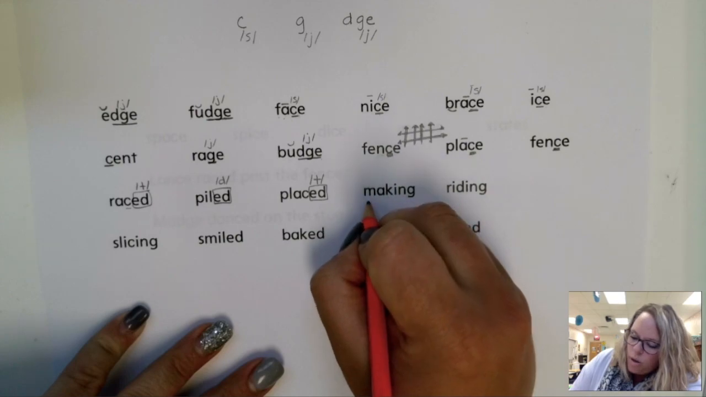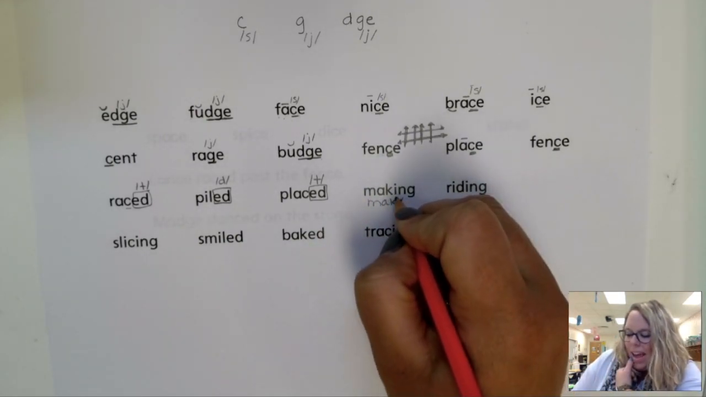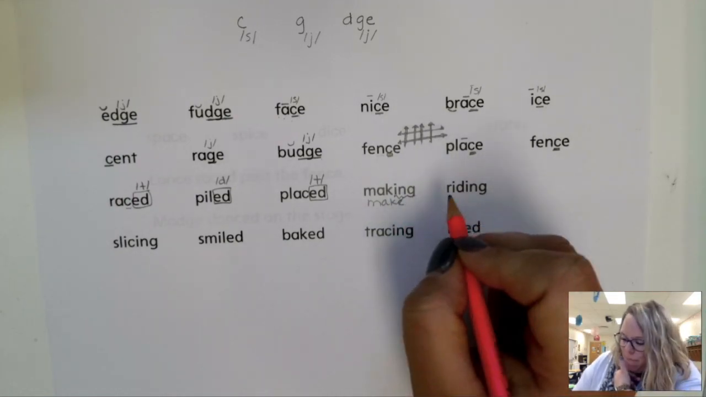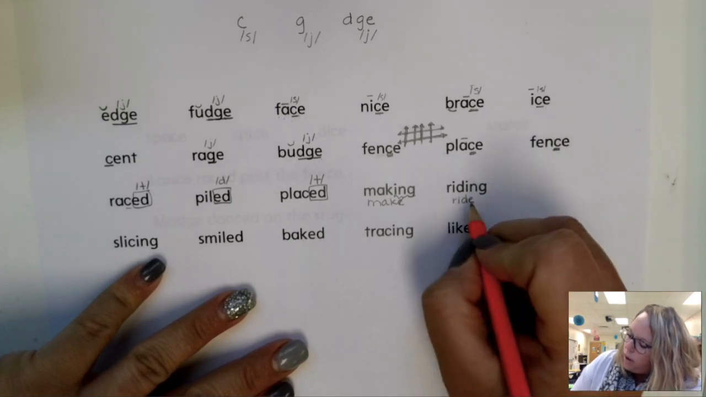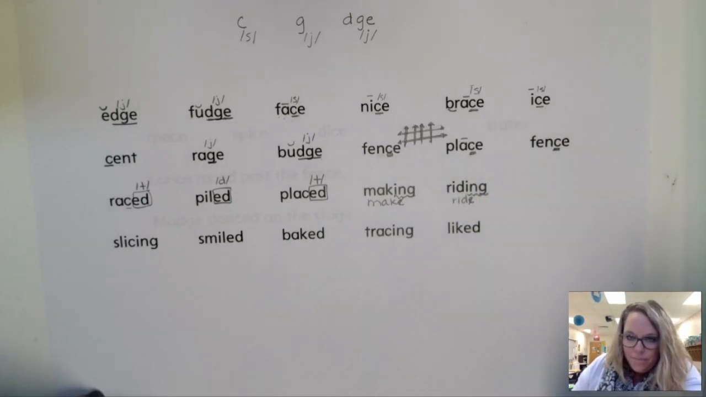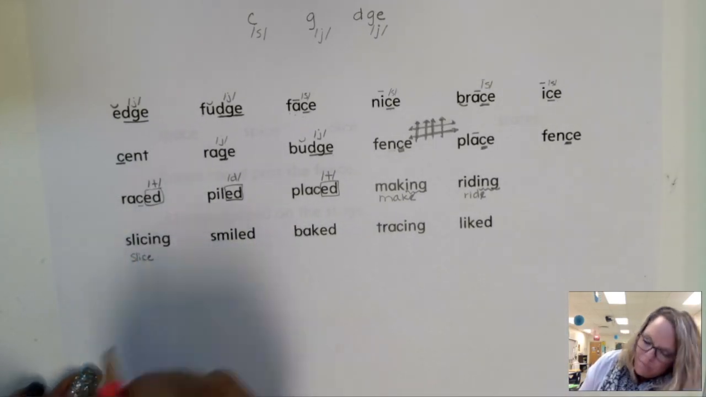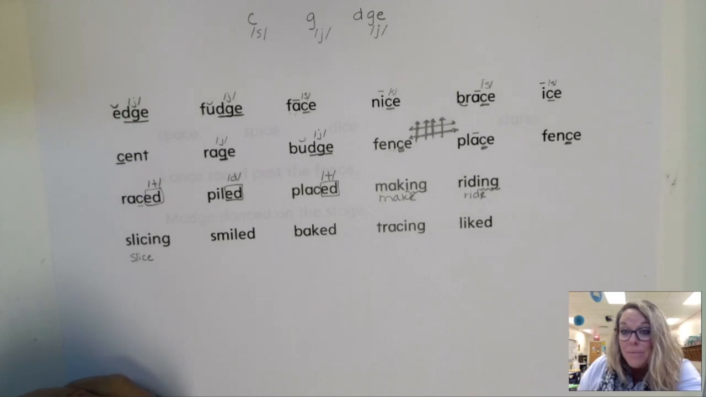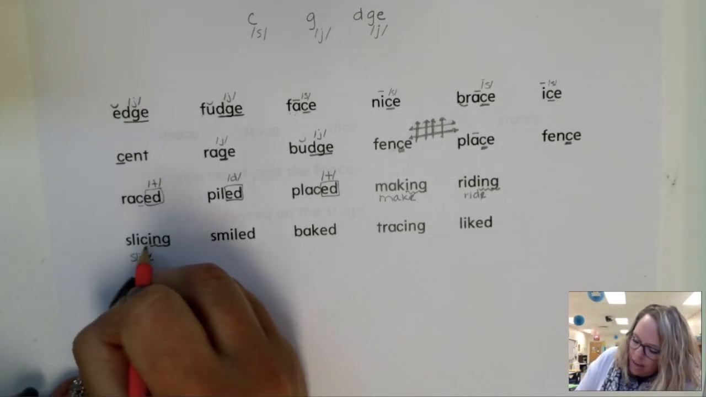Making. So we went from make, we got rid of the e and added ing. Making. Ride. We got rid of the e and added ing to make riding. This word down here used to be slice. I am slicing up some cheese. Slicing. Get rid of the e and add ing.